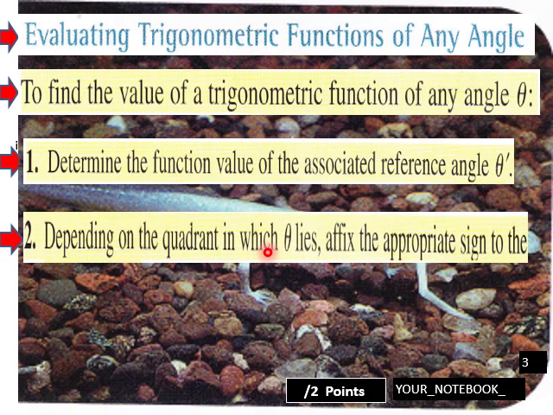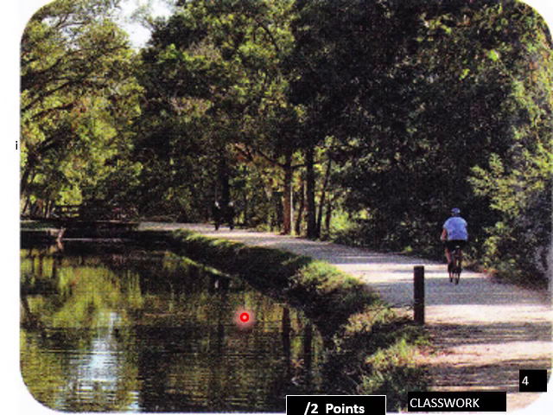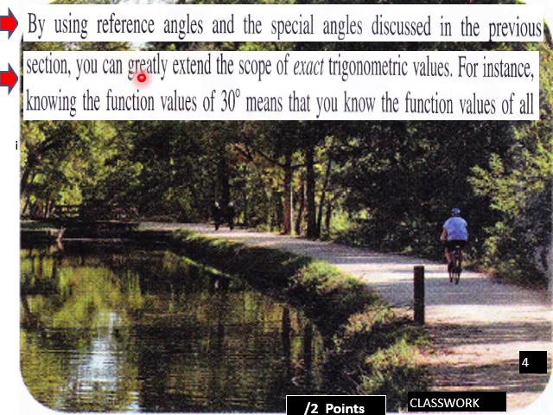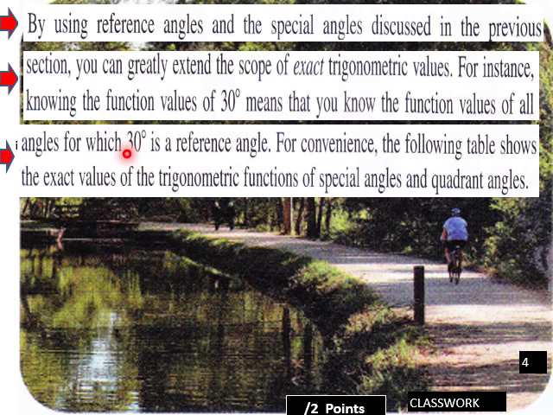Depending on the quadrant in which theta lies, affix the appropriate sign to the function value. It helps to know the values of different quadrants for different functions. By using reference angles and the special angles discussed in the previous section, you can greatly extend the scope of exact trigonometric values. For instance, knowing the function values of 30 degrees means that you know the function values of all angles for which 30 degrees is a reference angle.